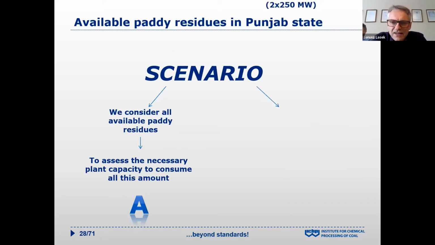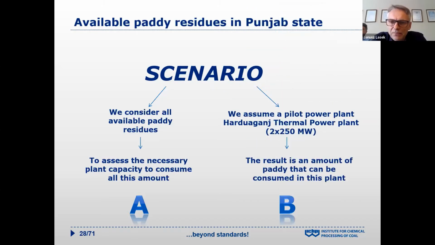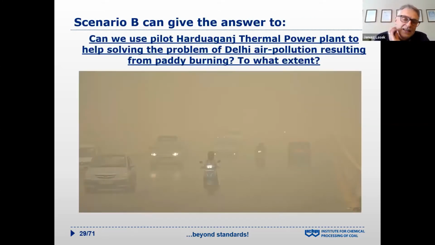And another option is that we can assume a pilot power plant, and we took this Harduaganj plant. I'm not sure if I'm spelling the name of this plant right, but this is the one for which we have received the pilot plant information from our colleagues from the project team. We try to consider this very pilot plant and evaluate the amount of paddy which can be consumed only in this plant. So two, let's say, boundary scenarios. One: all paddy issued from Punjab, how many plants do we need? And another: we have one plant and how much paddy can we consume. We will be referring to these as scenarios A and B.